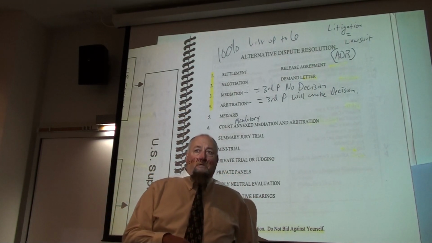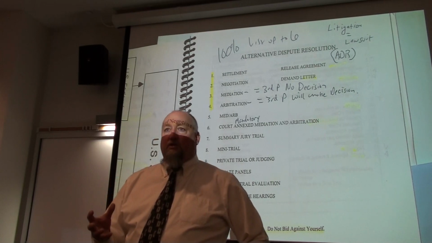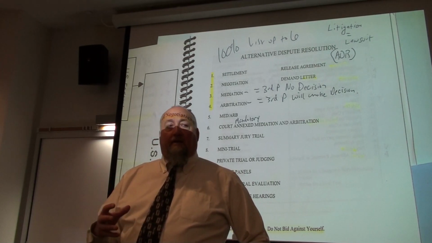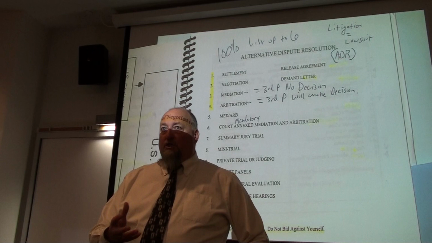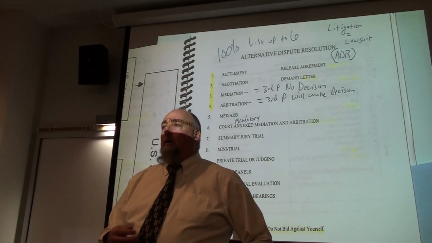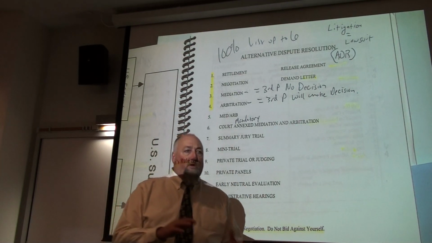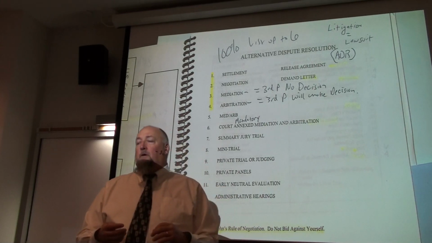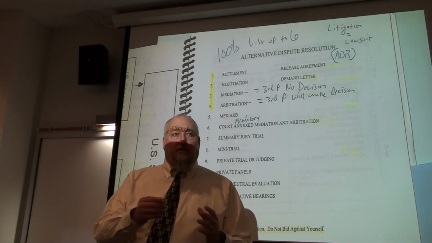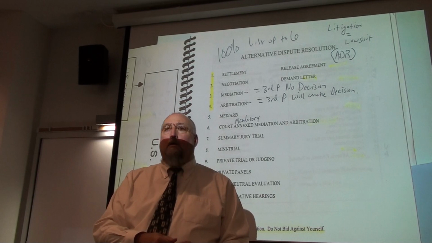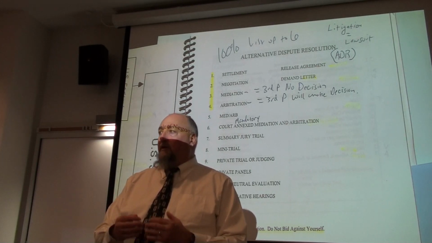And we have arbitration, which is similar to having like a private judge. The arbitrator will make a decision like a judge would make in a trial. So I want you to be able to differentiate between mediation and arbitration. And that's real simple. Mediation, no decision will be made by the mediator. In an arbitration, the arbitrator will make a decision.